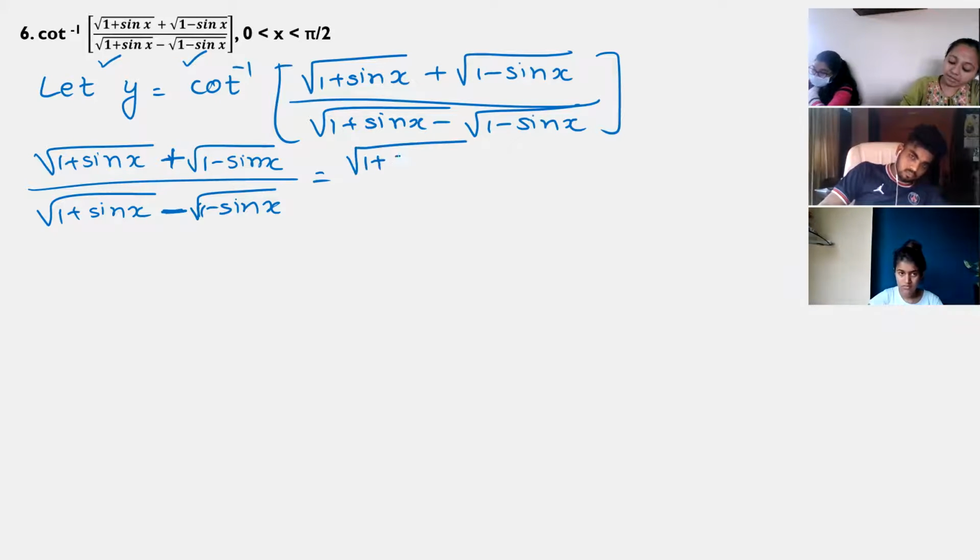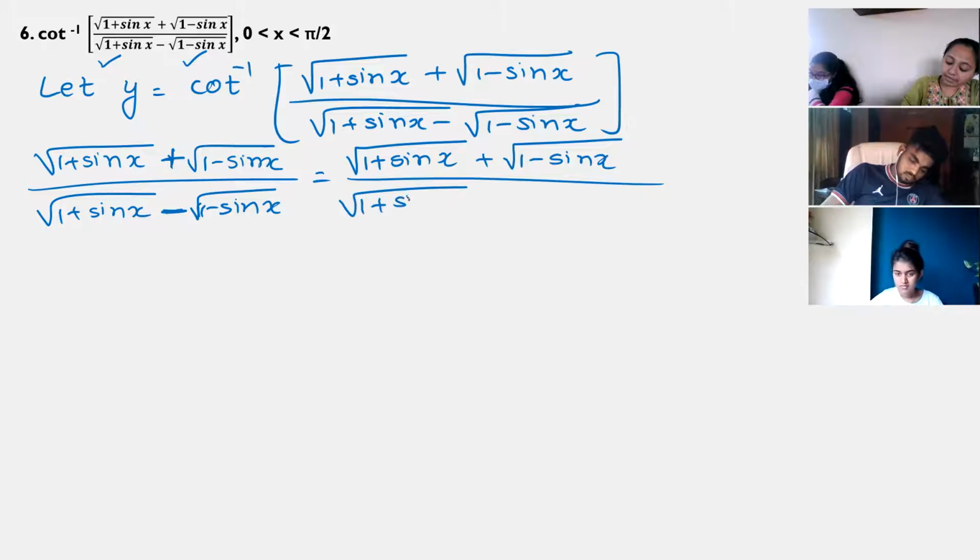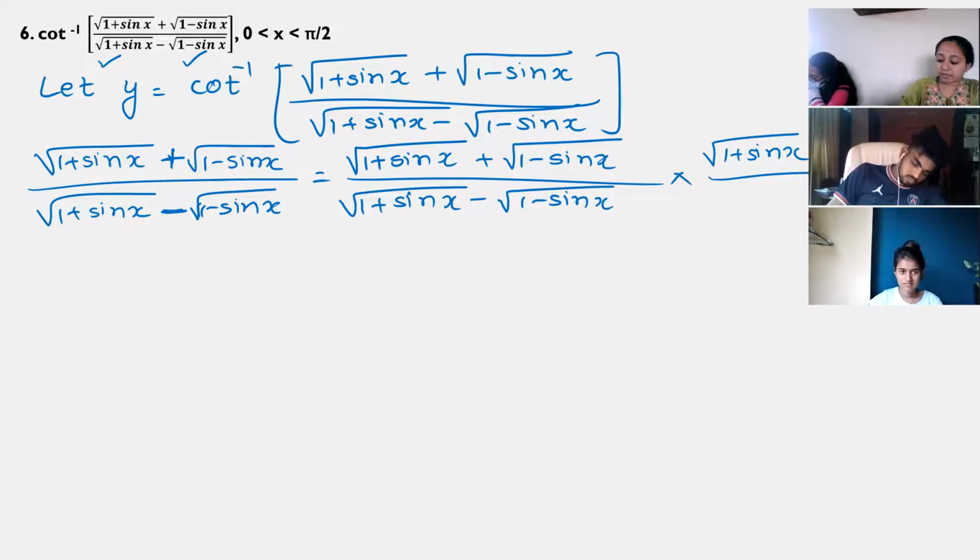I am doing root of 1 plus sin x plus root of 1 minus sin x as it is, upon root of 1 plus sin x minus root of 1 minus sin x. These terms are going to multiply with root of 1 plus sin x plus root of 1 minus sin x on root of 1 plus sin x plus root of 1 minus sin x. Don't tell me that these terms are going to get cancelled, because both are plus only in between there. Okay, because we did multiplication. Why? We are rationalizing the denominator.